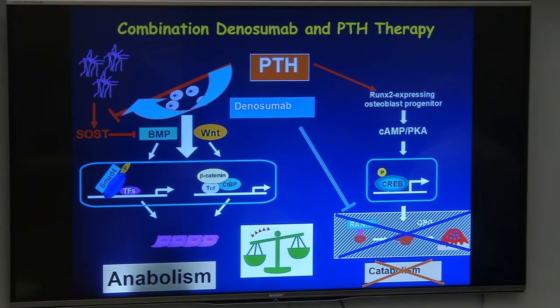And if you wanted to dream up a combination, this is what I would use. If it weren't for the fact that I was the chairman of the Data and Safety Monitoring Board for Denosumab, I would have done this study. But I wasn't allowed because I was the chairman of the Data and Safety Monitoring Board. They said to me, can't do it, and so I didn't do it. But Ben did, and I'm going to show you the results.